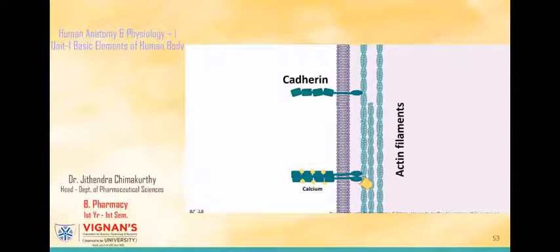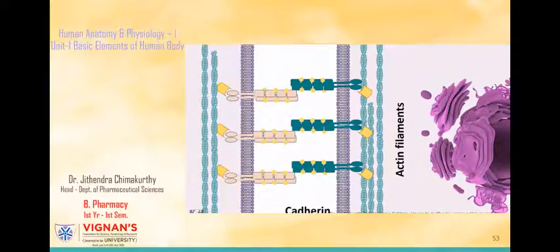When there is enough calcium, cadherin gets activated and it can attach to the nearby cells and form this adherens junction. So cadherin is a calcium dependent lectin, and it is super important for adherens function. It works kind of like a velcro for attachment of two cells together.